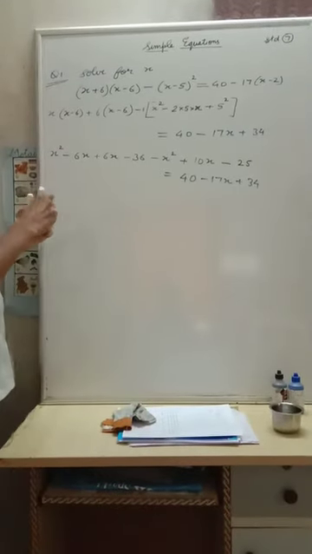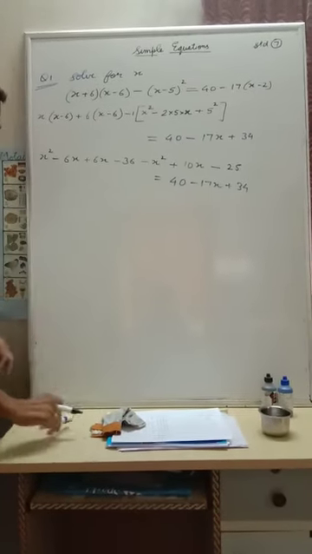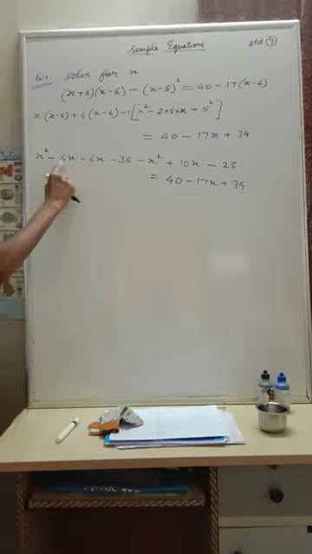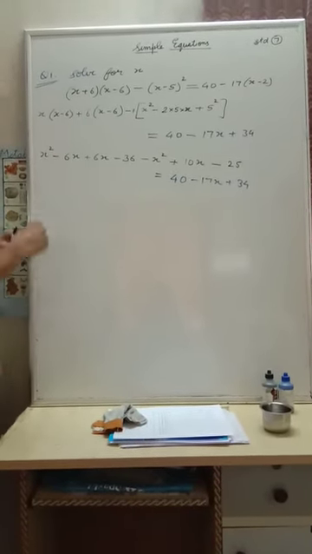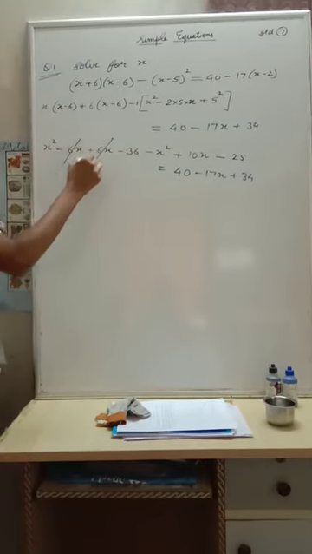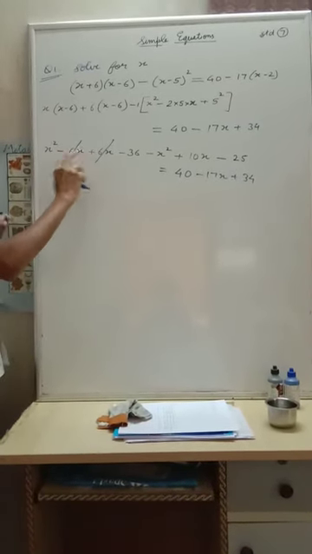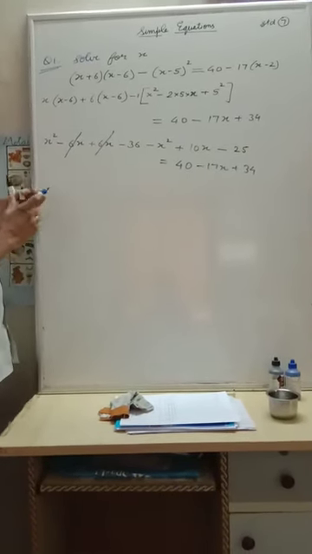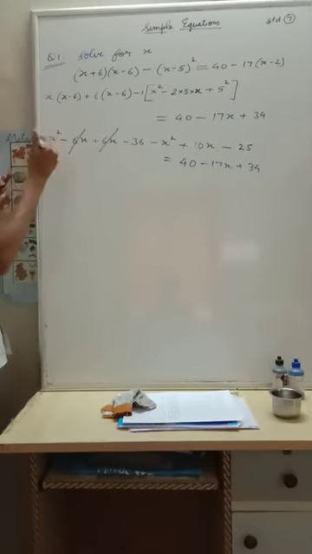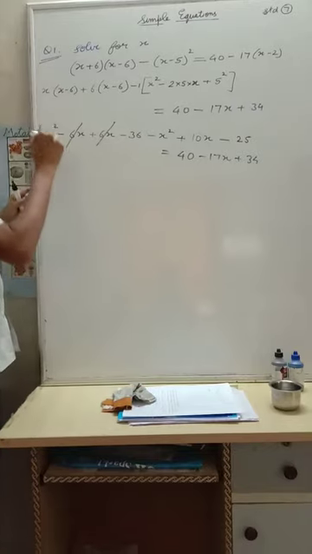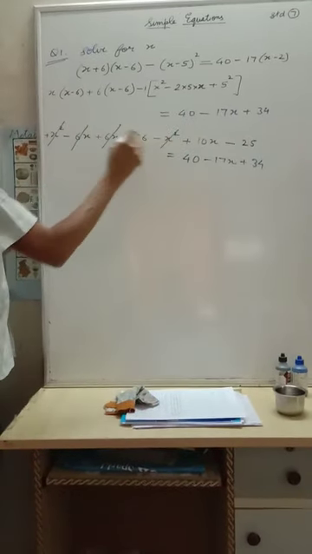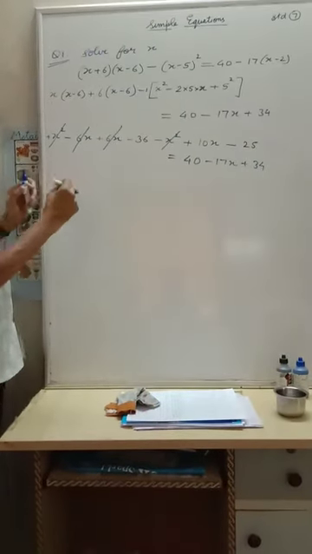Okay friends, now let us continue. Look here, this is plus 6x, this is minus 6x, so these two terms will get cancelled, so I will just cancel it out. Plus 6x minus 6x becomes 0. Then this is x square and there is nothing written, so this is plus x square, this is minus x square, so these two terms also cancel. See what remains here.